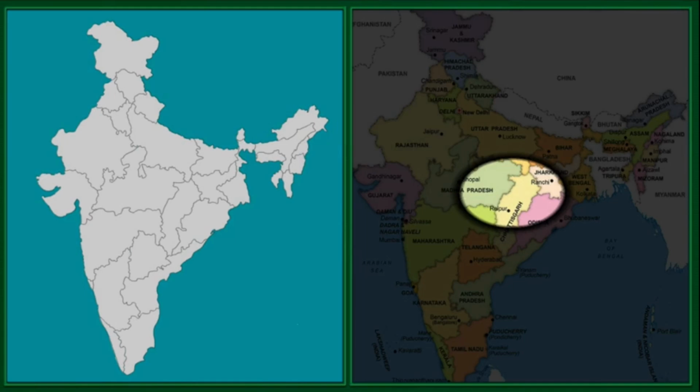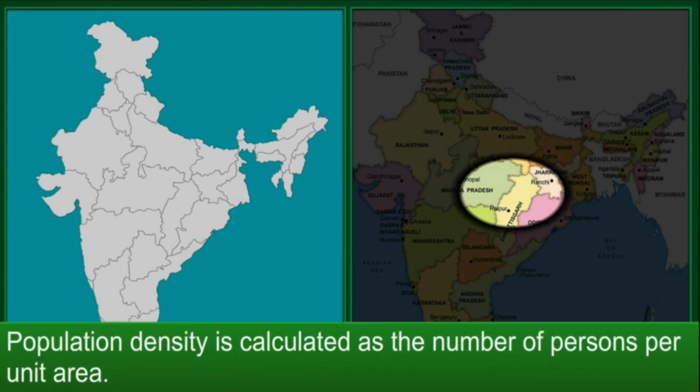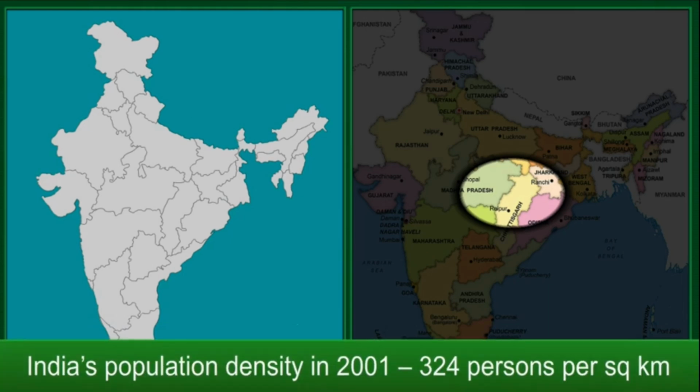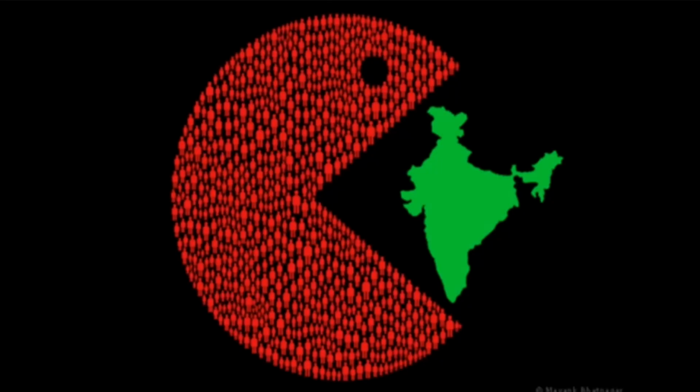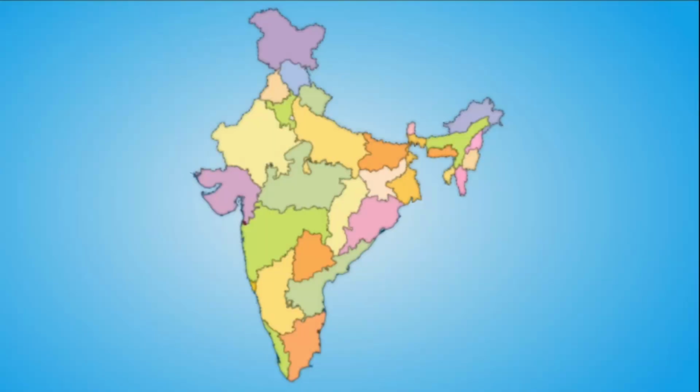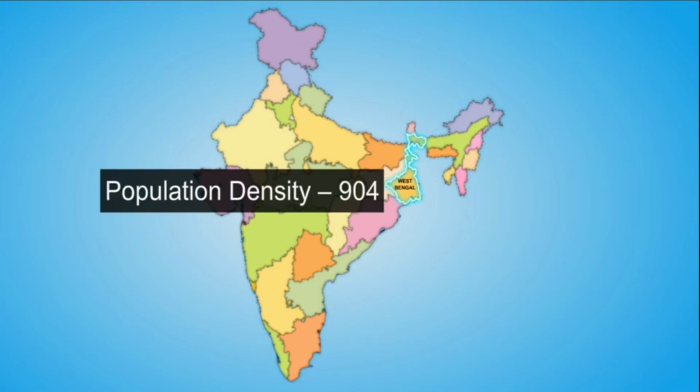Population density is the number of persons that live in 1 square kilometre of an area. The average population density of India in 2001 was 324 persons per square kilometre. India is one of the most densely populated countries of the world. The population density of the country varies from one state to another. It varies from 904 persons per square kilometre in West Bengal to only 13 persons per square kilometre in Arunachal Pradesh.